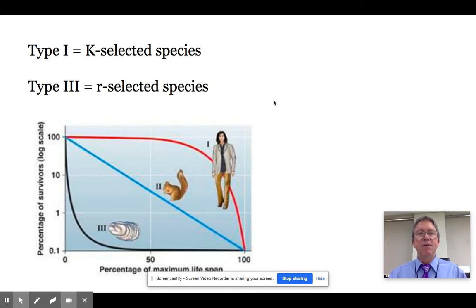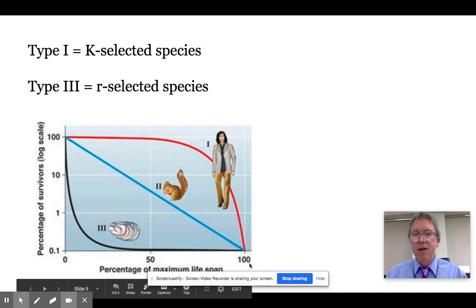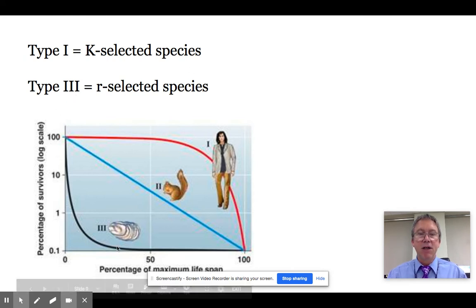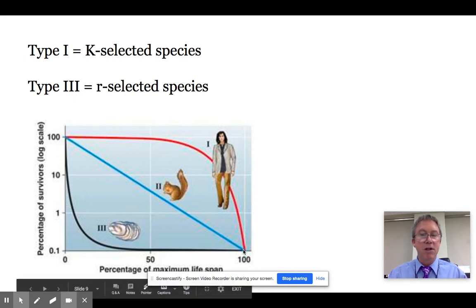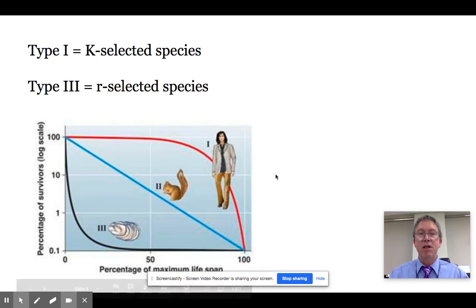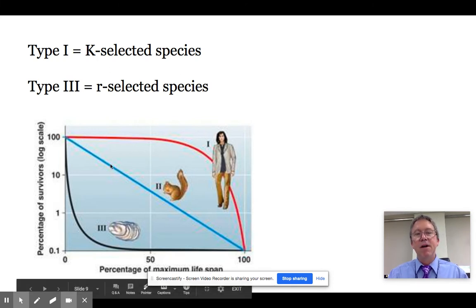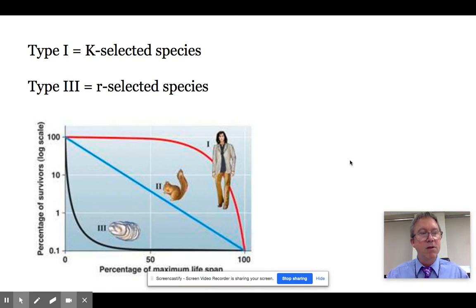So again, a type 1 curve we associate with K-selected species that invest a lot of time helping their offspring reach a reproductive age. A type 3 curve is associated with R-selected species that don't do that. They just have lots of offspring and hope for the best. And then we have the in-between type 2s that follow something in between those two.